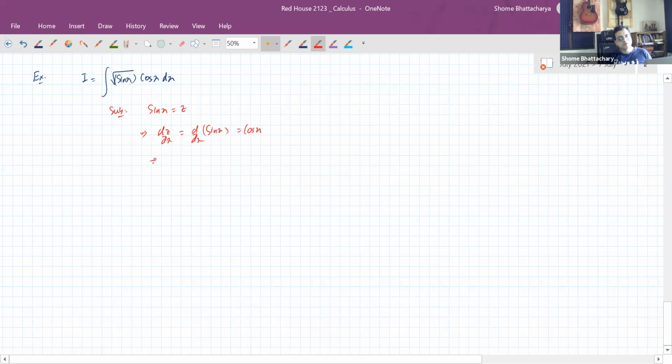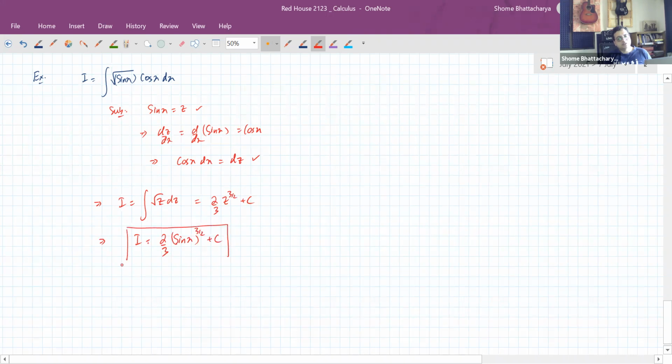So cos x into dx can be substituted as dz. So our integration therefore becomes this, with this being substituted. It becomes integration of root z dz, which we know is 2 by 3 z to the power 3 by 2 plus c. So this integration becomes 2 by 3 sin x to the power 3 by 2 plus c.